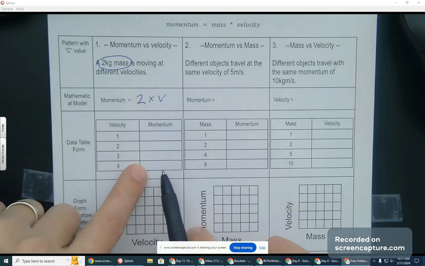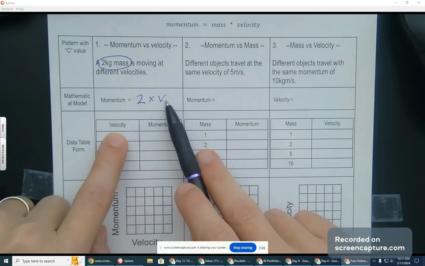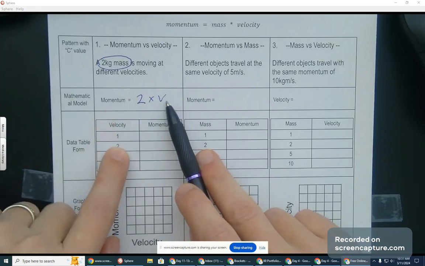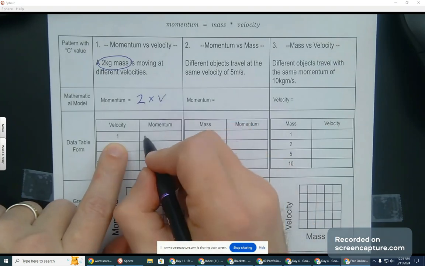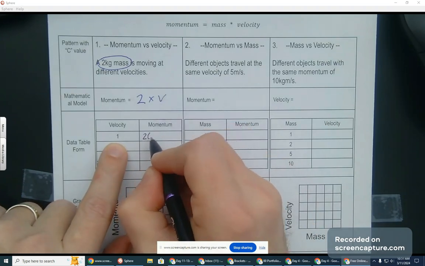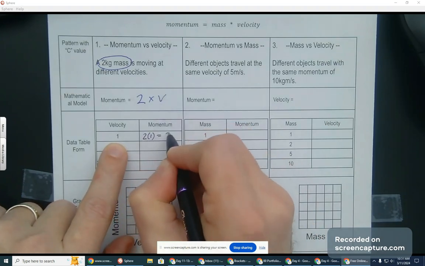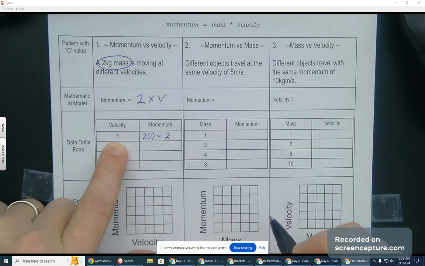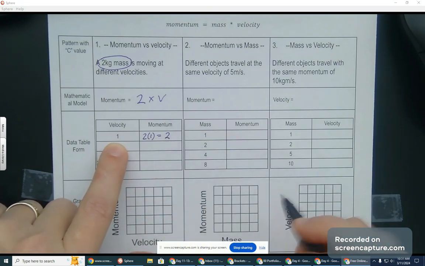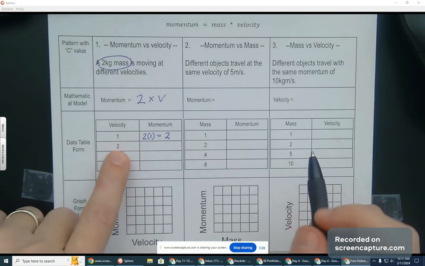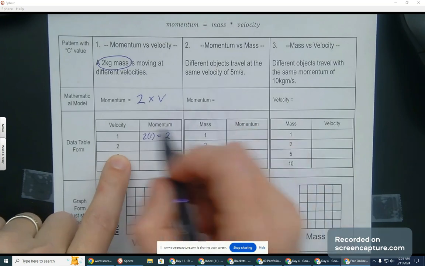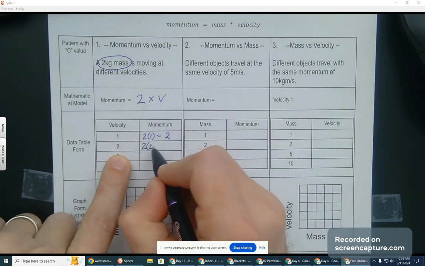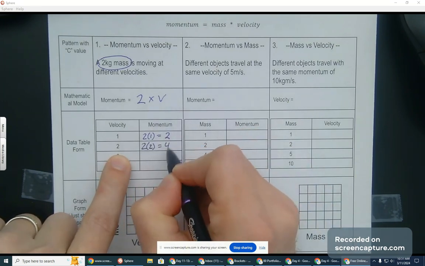Now, in order to fill out the rest of this table, I need to know what velocity is. And I can see what it is on the table. So for the first situation, it's 1. So 2 times 1 is just 2. But we can leave it as 2 times 1 if we want, especially if we don't know how to multiply those two things together. Better just to leave it. When velocity is 2, we would have 2 times 2, which is 4.